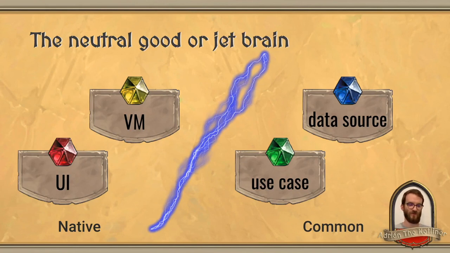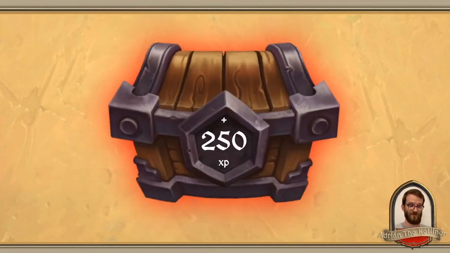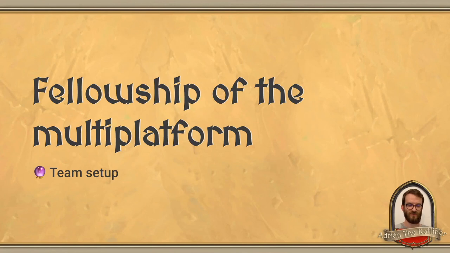I call it neutral good, or the JetBrain, and I call it the JetBrain because this is the recommendation of JetBrains. So you only put in the common code your business logic and your data sources, so your models, use cases, and then all the other parts are implemented in a native platform-specific way. It's kind of safe, but still you gain a lot by implementing business logic in your common code. So it depends, but it worked for us. We got a lot of space for deciding this one.